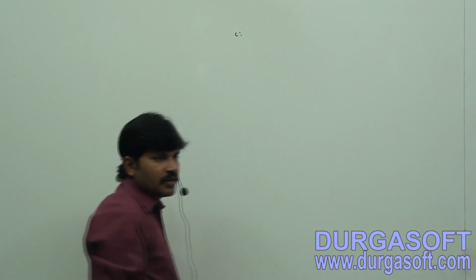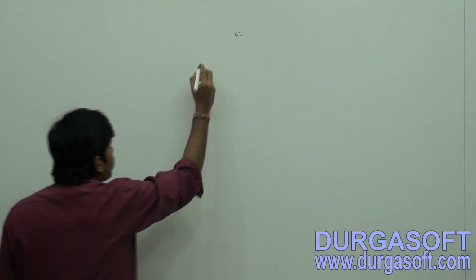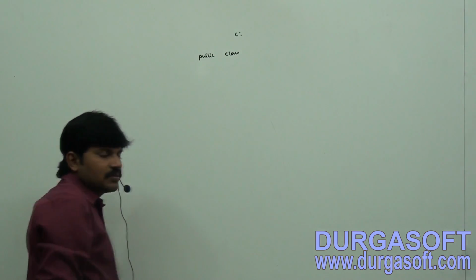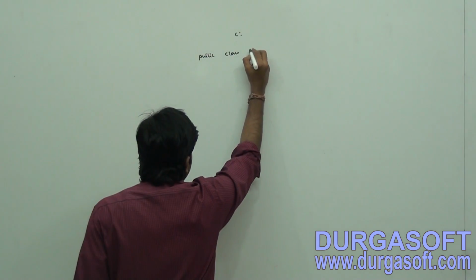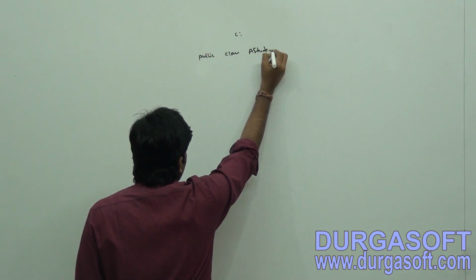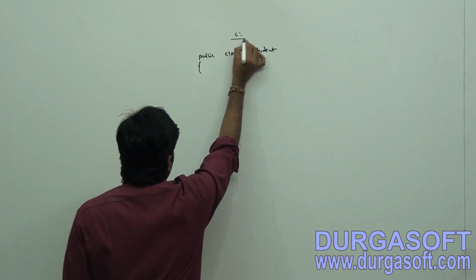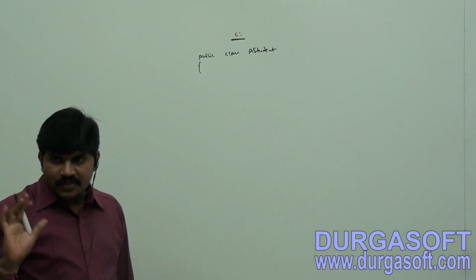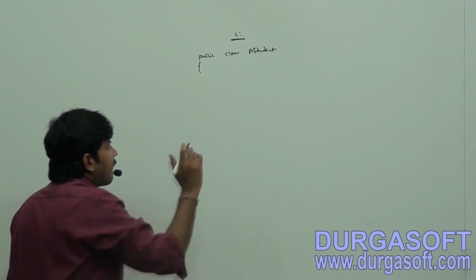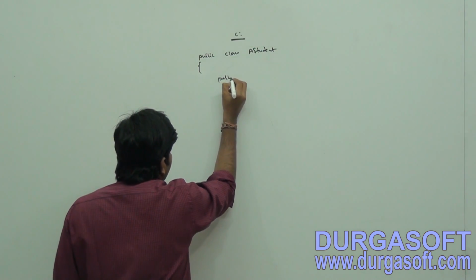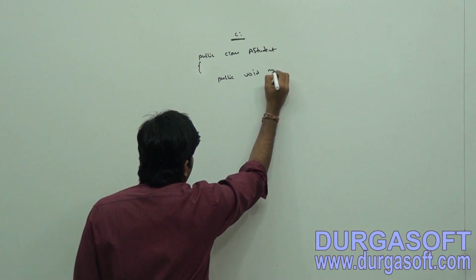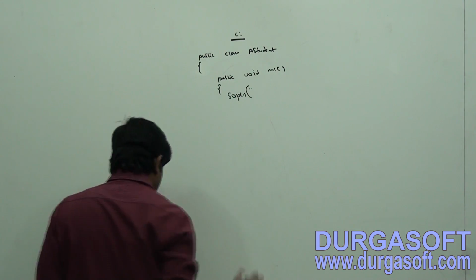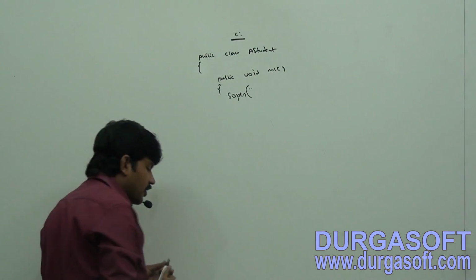C location, what is the program? public class A student. Now what is A student? Assume Ameerpet student, public class A Ameerpet student. He has one method, public void M1. Within that method, what is it trying to print?